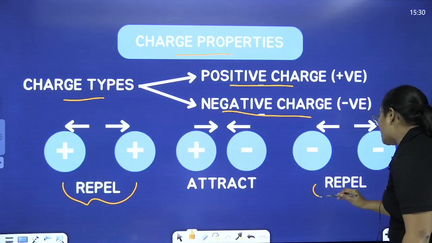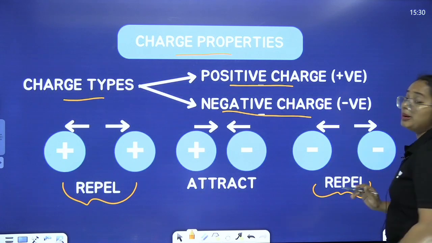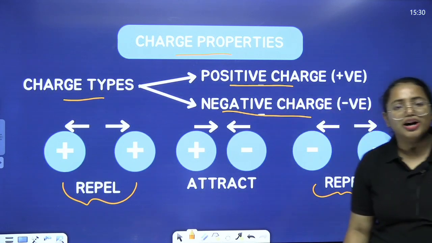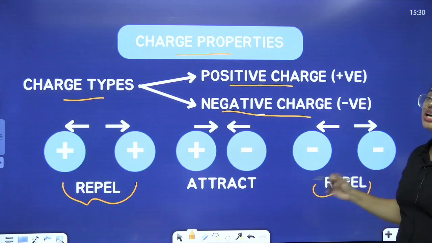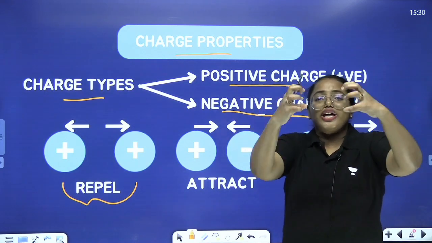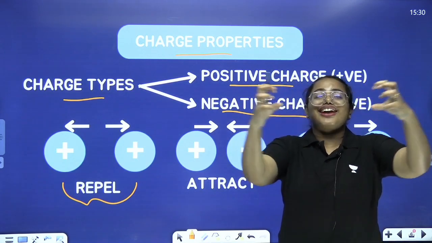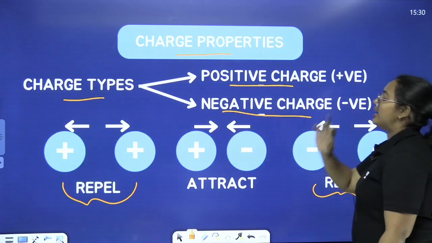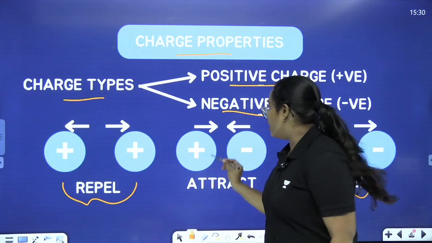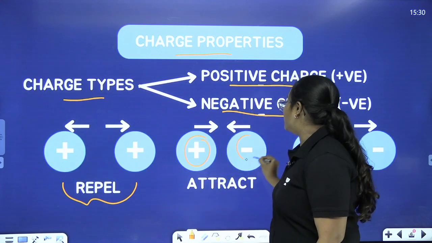That happens with negative charges too. If I try to keep two negative charges together, what happens? The same thing: repulsion. Why? Because we are trying to keep two similar charges. They are not going to stick to each other. Instead, they will try to move away from each other, and that is the reason we call it repulsion again. And what about this one? A positive charge and a negative charge.